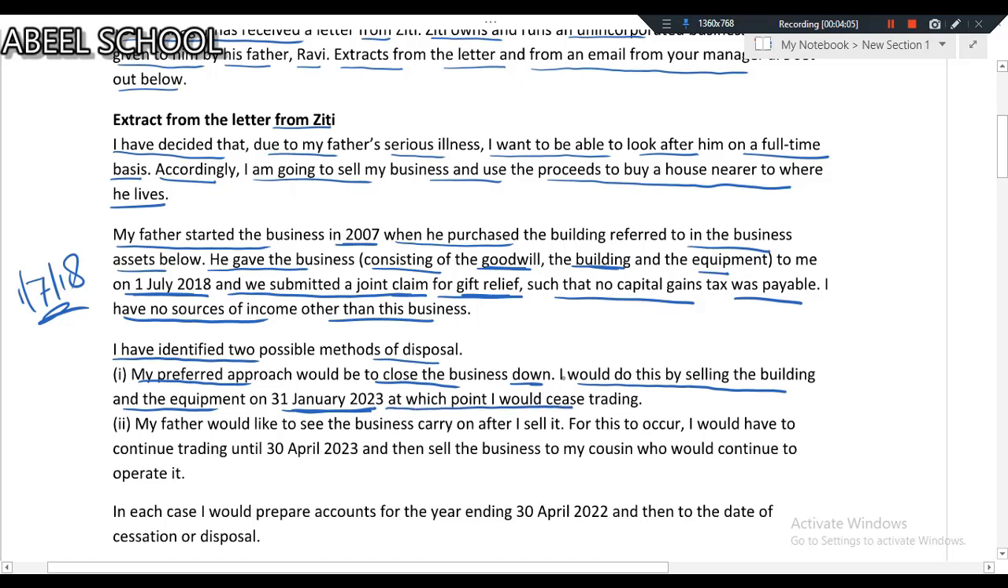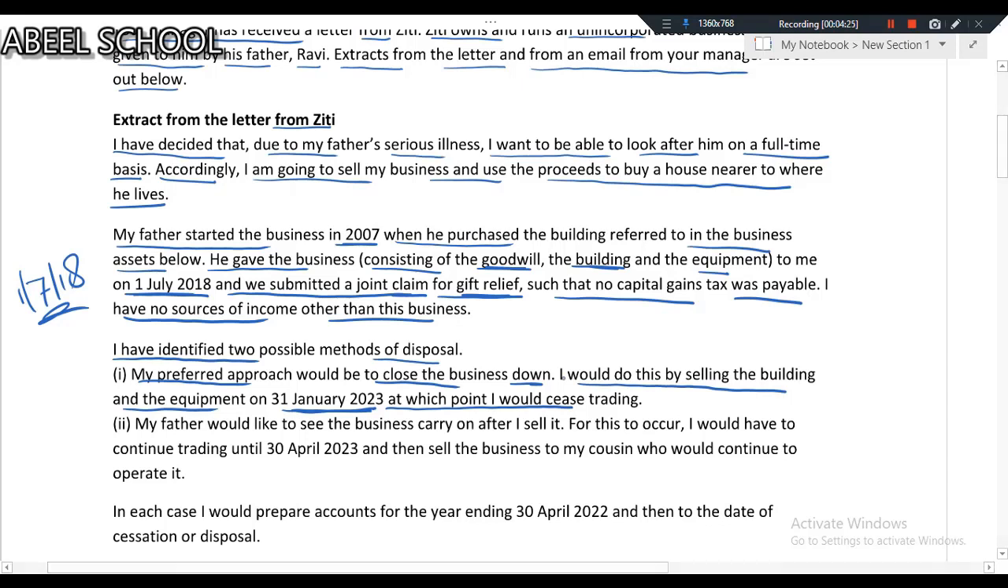A very important point, students, listen carefully. Look at point number 1, what it says: my preferred approach would be to close the business down. I would do this by selling the building and equipment. He's not saying anything relating to the goodwill. Now listen and listen carefully.